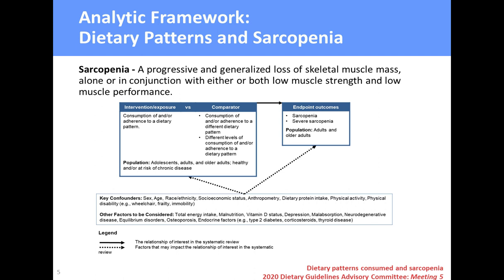Sarcopenia is a progressive and generalized loss of skeletal muscle mass alone or in conjunction with either or both low muscle strength and low muscle performance. Given the outcome is sarcopenia, that is, it's really age-related muscle loss, the population of interest for this outcome includes adults and older adults only. As noted in the last meeting, the subcommittee decided to streamline this question to only focus on the endpoint outcomes of sarcopenia and severe sarcopenia.